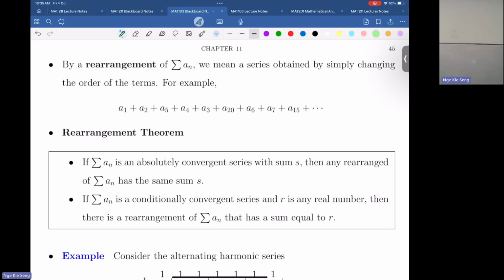And this is very strong. There exists a rearrangement such that it has a sum equal to r. And this r is any r. Negative million, 1 million, 2 million, also can. For any conditionally convergent series. This is a very strong result, you know. It's exaggerated, whatever number you want, it can give you. Do you know what room we can play here? What's the difference between conditionally convergent and absolutely convergent?